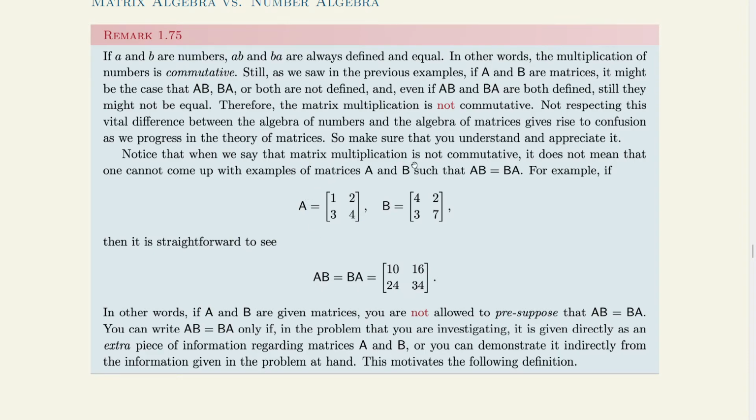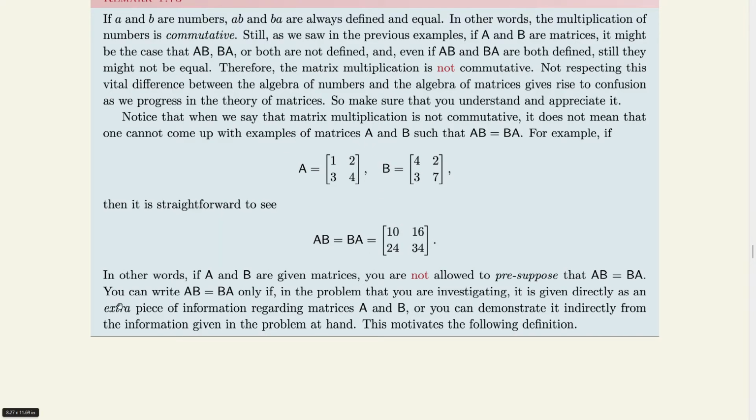By the way, I intentionally avoided 0 because you might say that if I have 0 there, then I can guess that they might be the same. But you see that even though I do not have any zeros there, A times B is still equal to B times A. This is important. In other words, if A and B are given matrices, you are not allowed to presuppose that AB is equal to BA. This is the important thing.